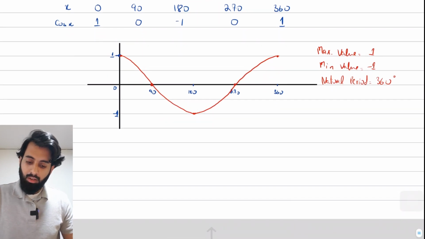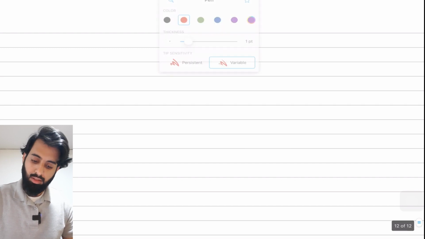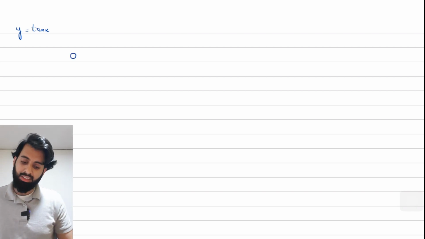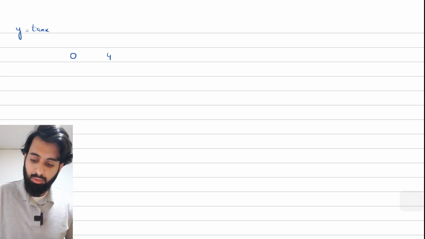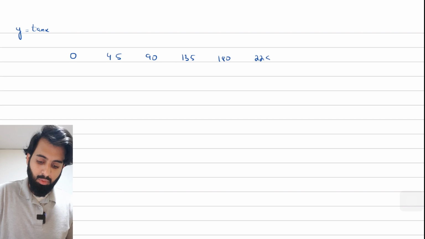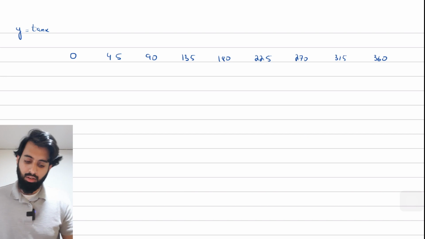Okay, now we look at something called tan x. So y equals tan x. And again, we're going to start from 0. But in this case, we're not going to take the break of 90 degrees. That means we're not going to plug in values after every 90 degrees. Instead, we'll plug in values after every 45 degrees. So here's what happens: 0, 45, 90, 135, 180, 225, 270, 315, and 360 degrees.